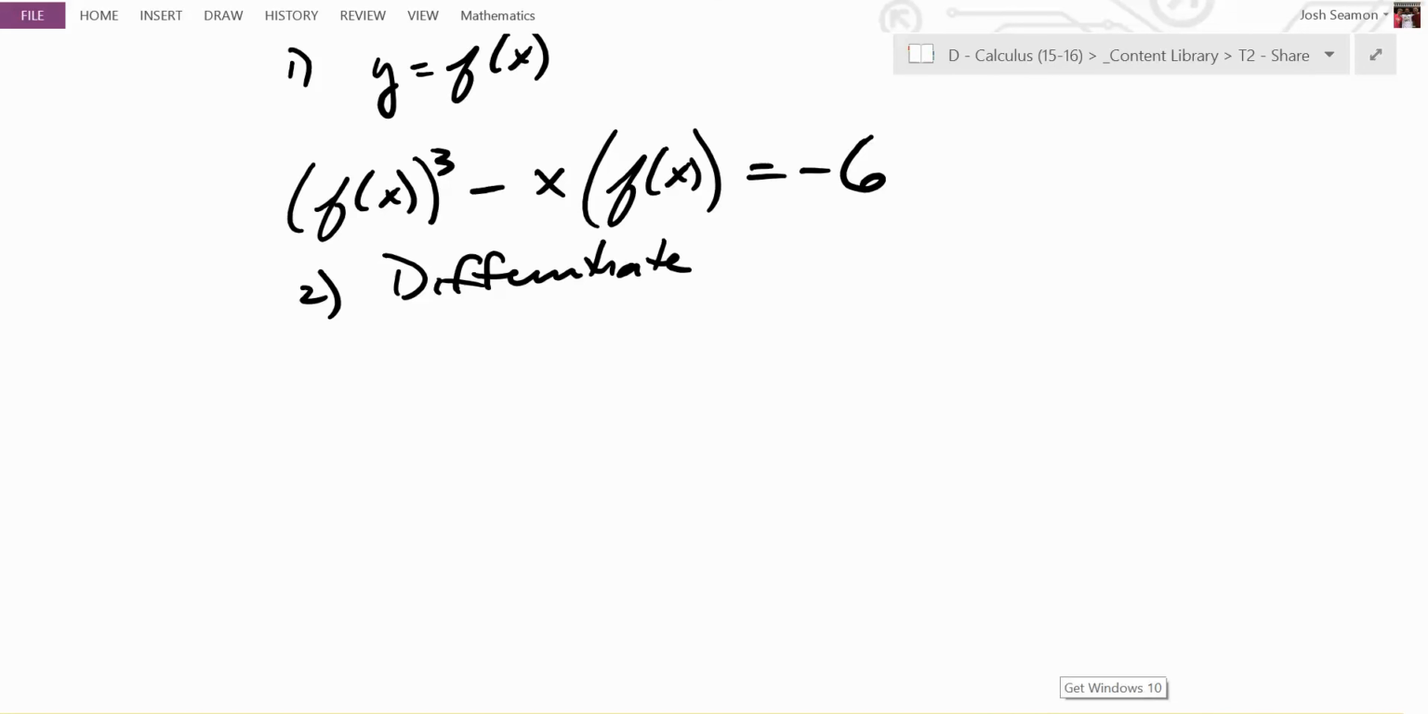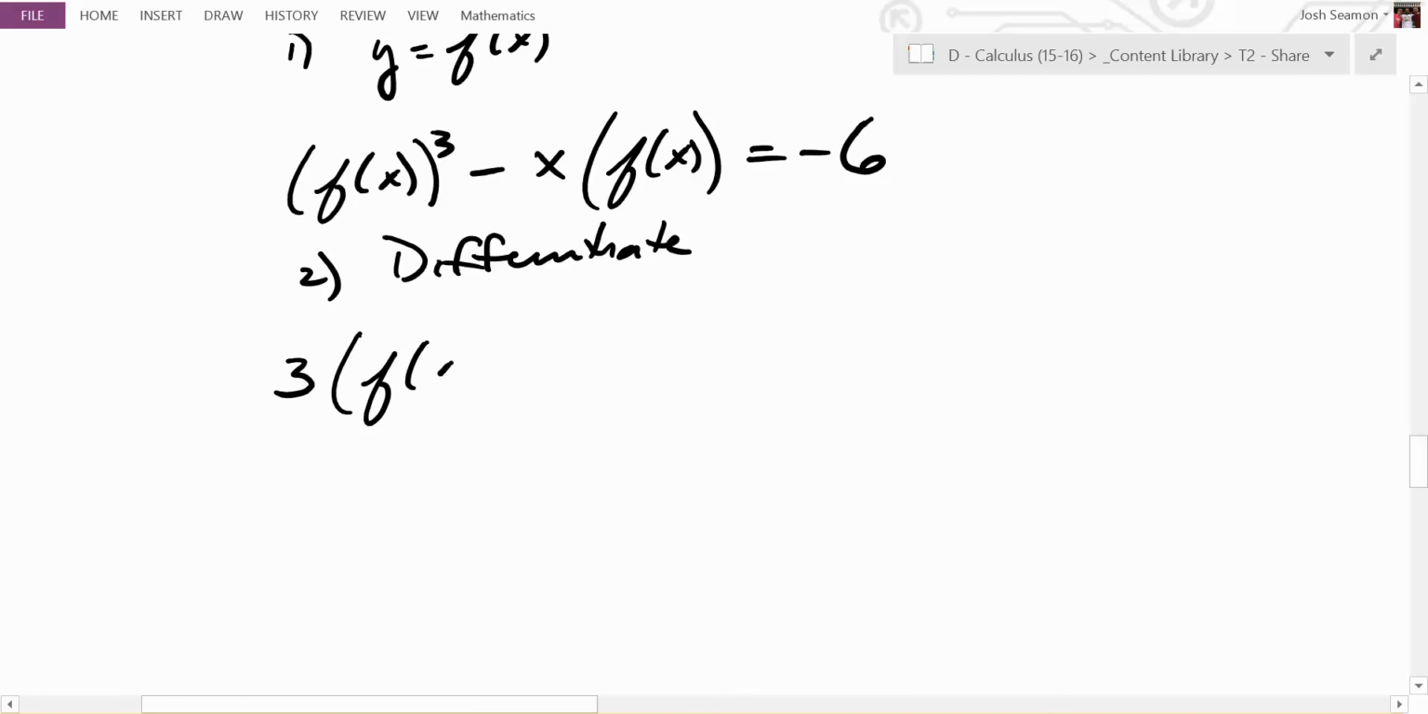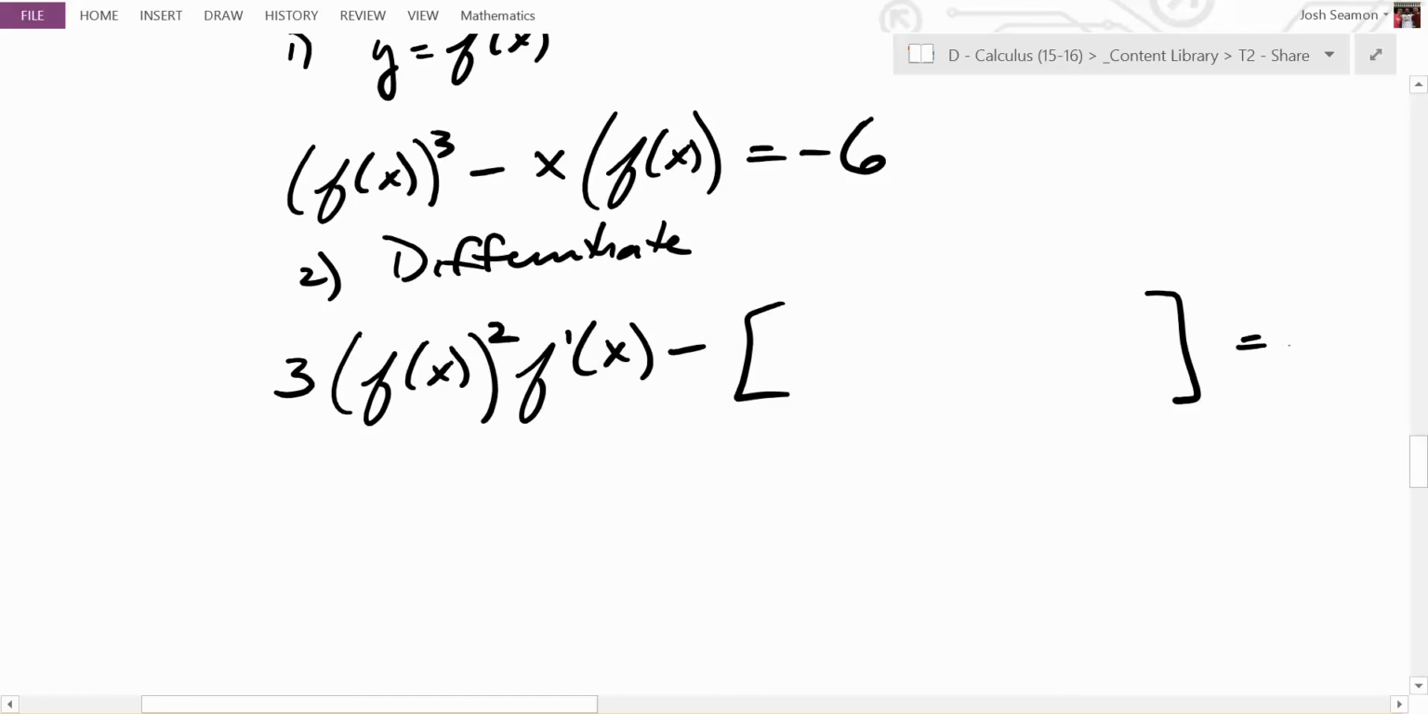Careful, it's a 3. Sorry, 3 f of x squared times f prime of x. And then what do you have to use right here? Product rule. Yeah, the derivative of the first times the second plus the first times the derivative of the second.